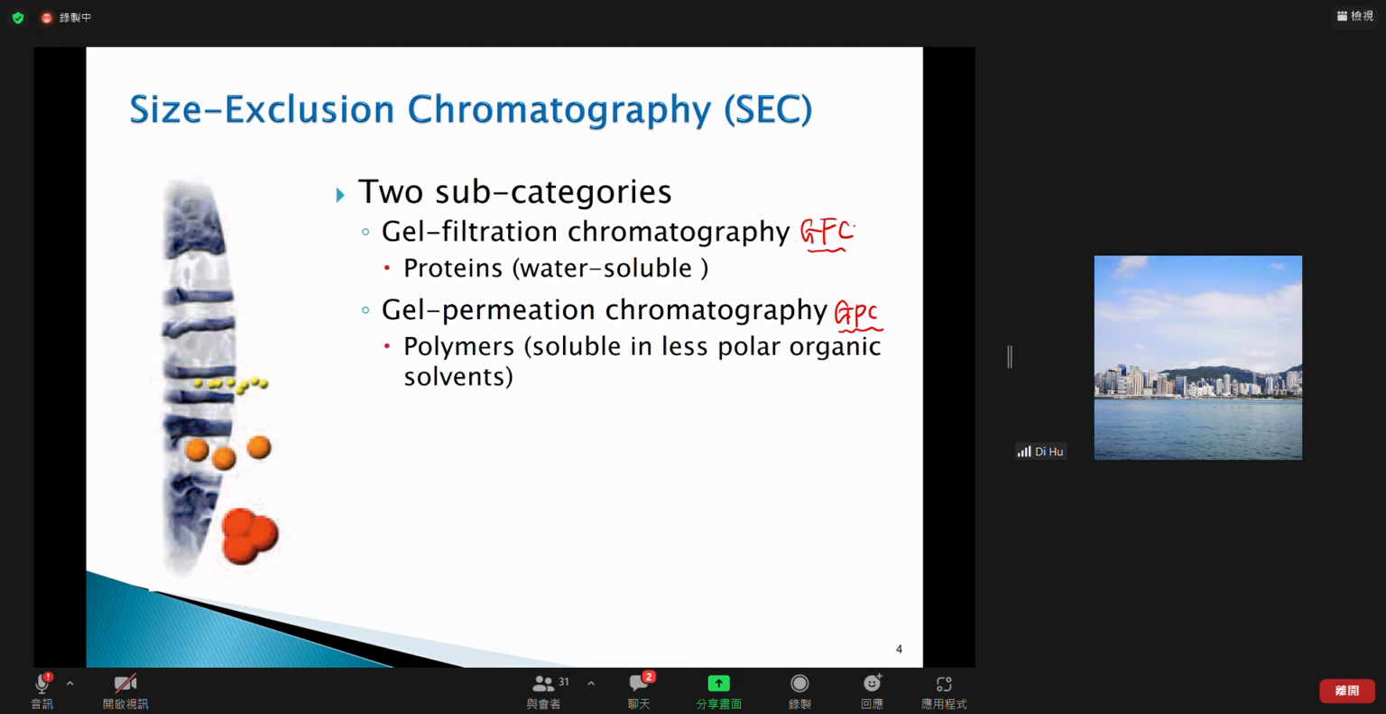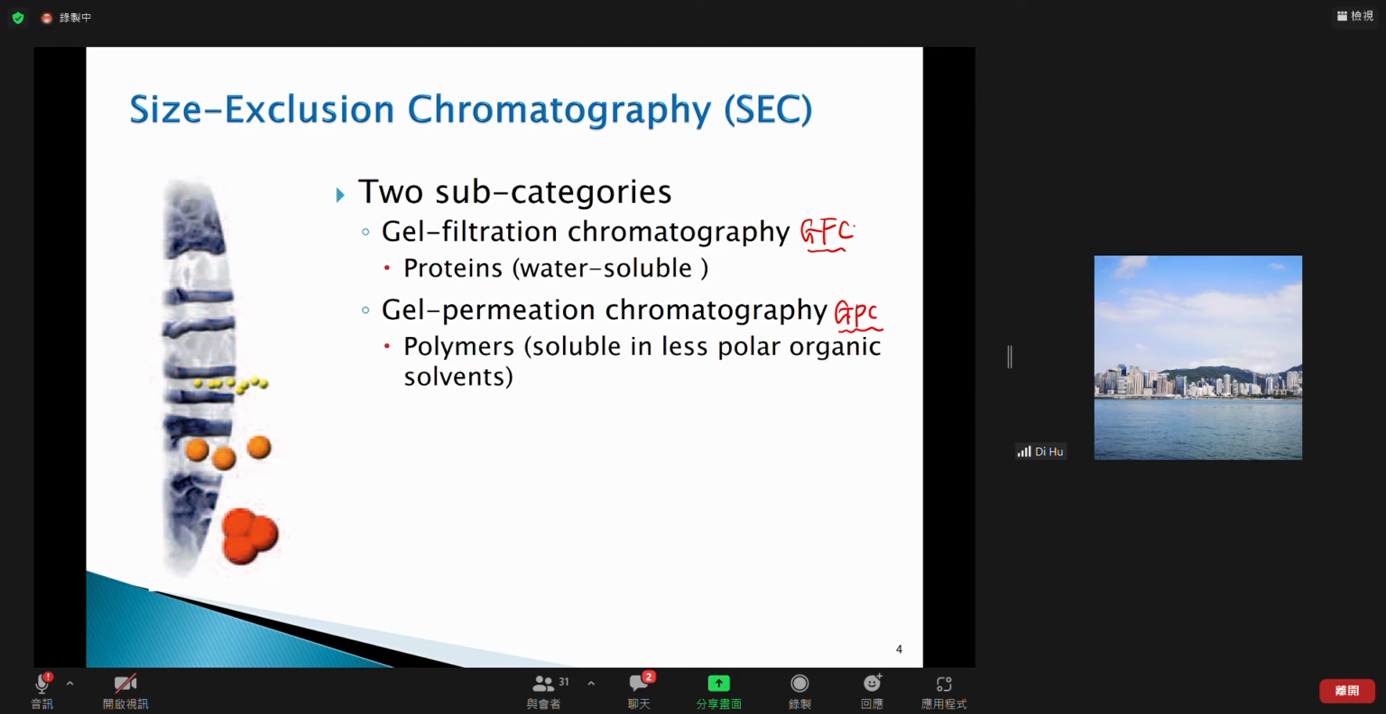For GPC, the mobile phase is an organic solvent, such as THF, often used for polymers, and also something like methylene chloride or dichlorobenzene, those chlorinated compounds, or sometimes even toluene, ethyl benzene, or cresol. Those are the typical solvents used for gel permeation chromatography, to deal with the separation of compounds that are soluble in less polar organic solvents. Okay, so that's a polymer.